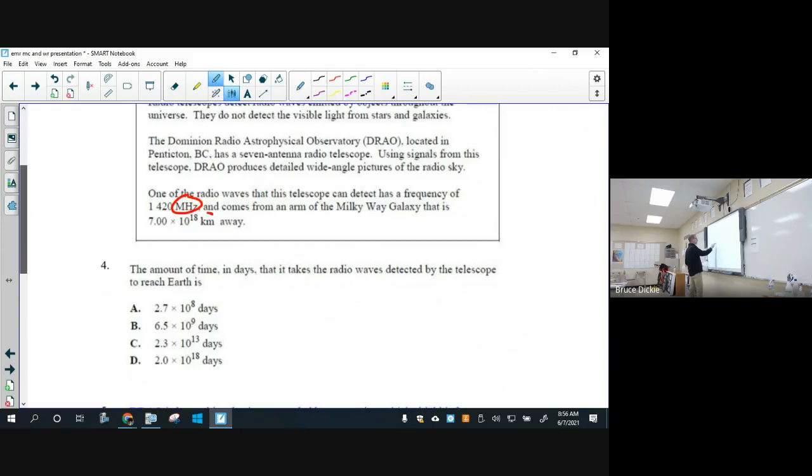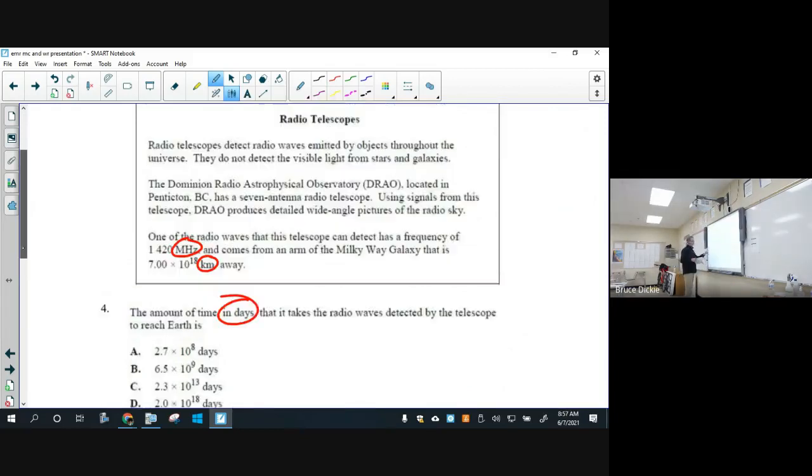That is 7 times 10 to the 18 kilometers away. We don't know how much time in days. Watch that, because usually when we do this, we do it in seconds, right? This has got to be in days. That it takes the radio waves detected by the telescope to reach the Earth.